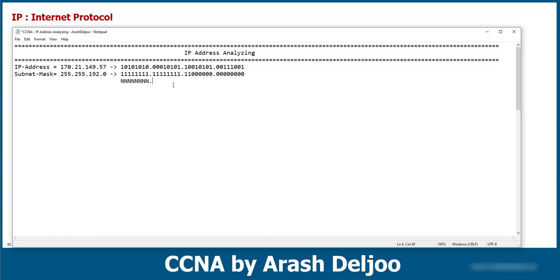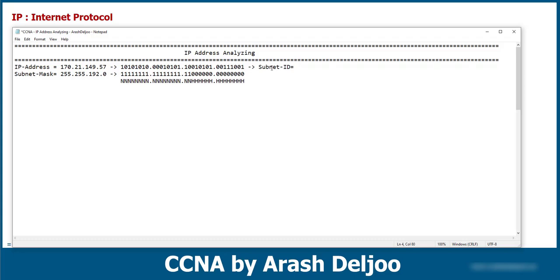Again, dot. Again, we have 8 network bits. After that, again, 2 network bits, and all other bits are the host bits. Okay, that's it. Now how can we find the subnet ID or network address? Subnet ID or network address, both of them are the same. Network ID, network address, subnet ID, all of them are the same.